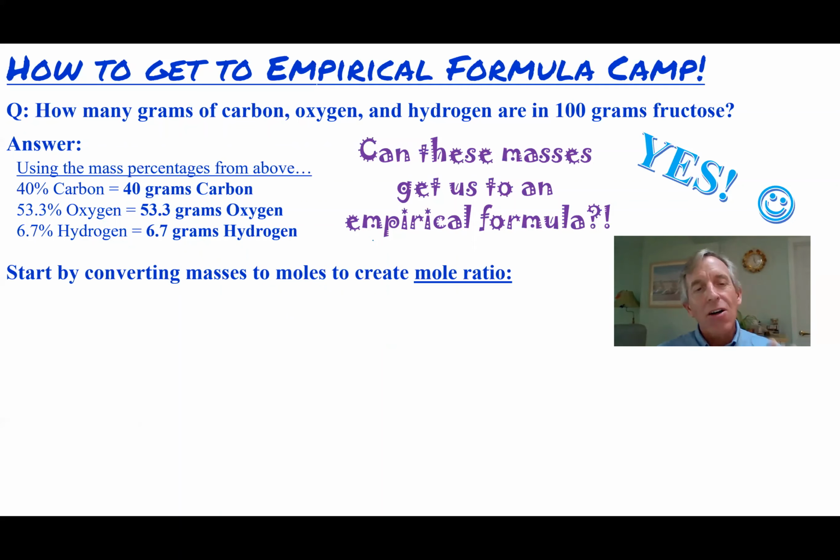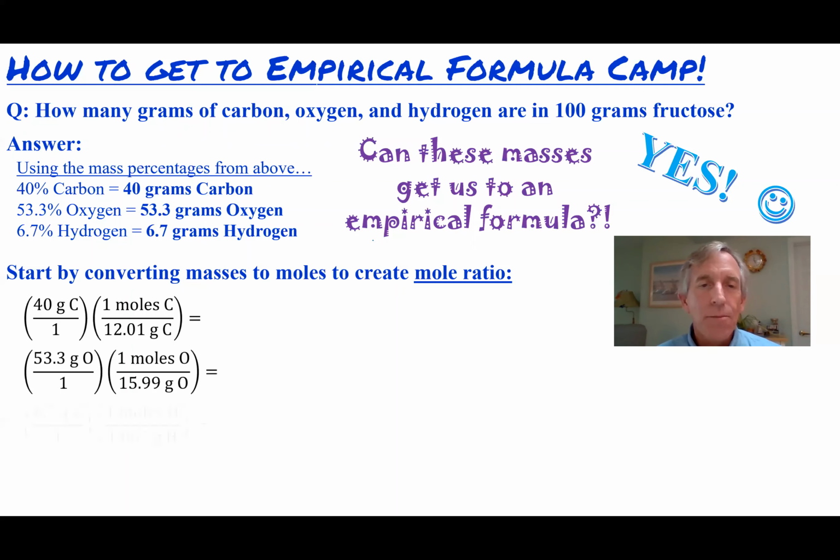Start by converting all these masses to moles, and what we'll do is we'll end up creating a mole ratio between carbon, hydrogen, and oxygen. So if we use the molar mass of carbon, oxygen, and hydrogen, we can convert all of these masses to moles.